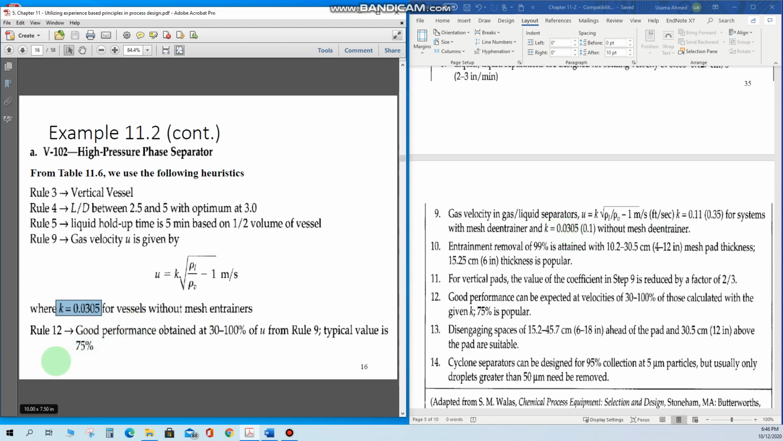Now rule number 12, good performance is obtained at 30 to 100% of U from rule number 9, and the typical value is 75%. So here you can see this rule also. Good performance can be expected at velocities 30 to 100% of those calculated with the given K. 75% is popular. So overall, you have to choose 75% of the velocity that you calculate from the value of K. We will see how we can use this.